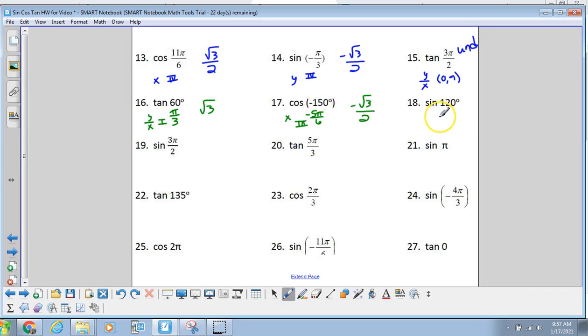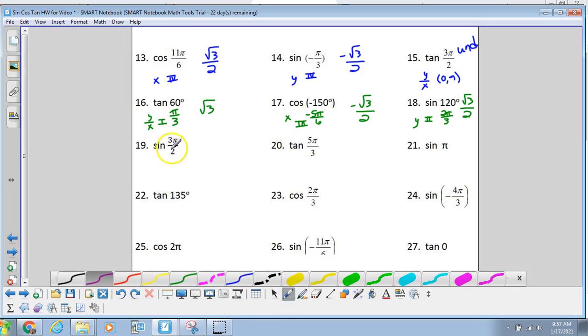Number 18, the sine of 120 degrees. 120 is 2 pi over 3. It's a multiple of 60, so it goes into our pi over 3 family. Sine is our y-coordinate, and this is in the second quadrant. So the y-coordinate of our pi over 3 family in the second quadrant is positive root 3 over 2.